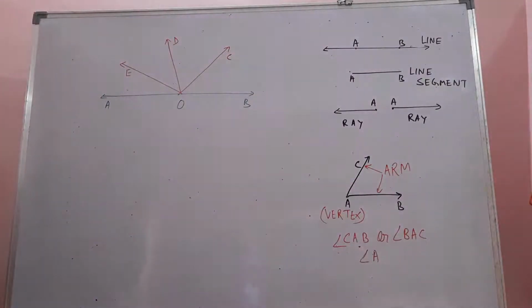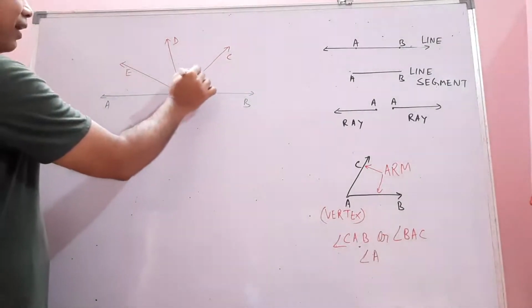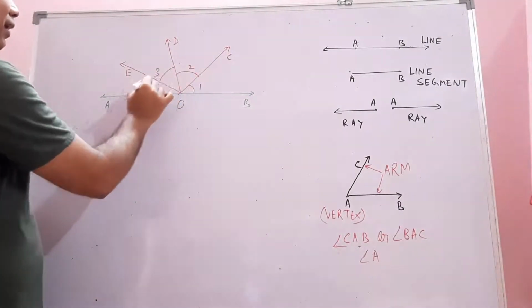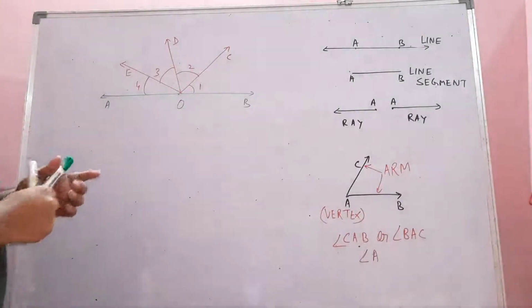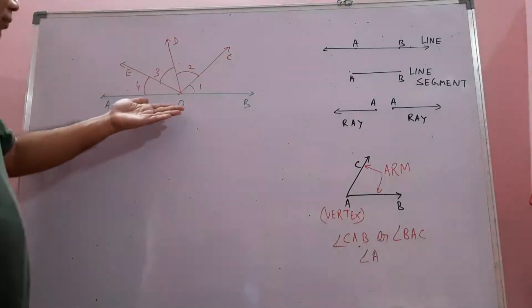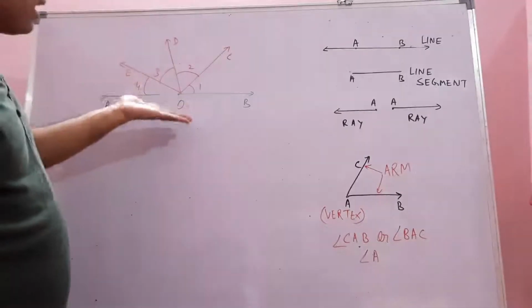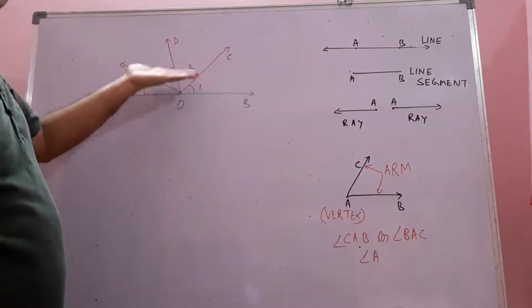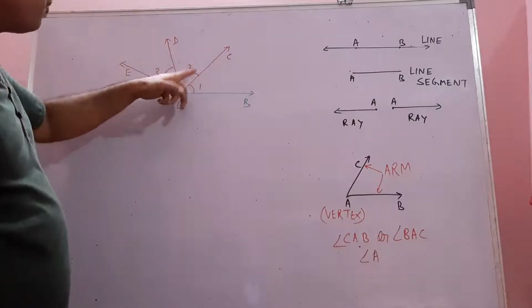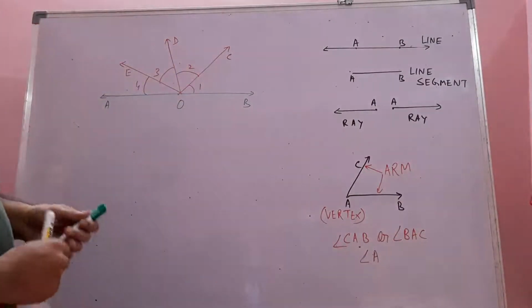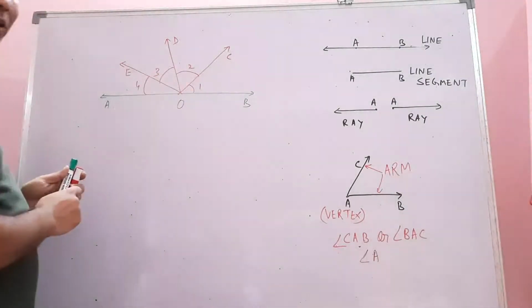As a result, we have got some angles. If I name the angles like that, say angle 1, angle 2, angle 3, angle 4, these four angles are formed on the line. Now, all these rays which are standing on line AB are above the line. That means they are on the same side of the line. And because of these rays standing on the line, four angles are formed on the line. Okay, clear?